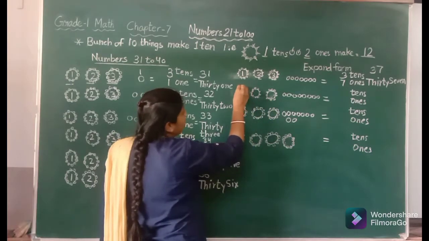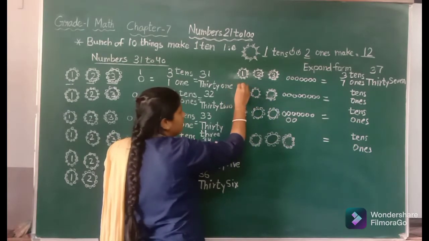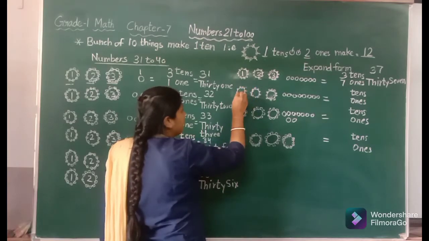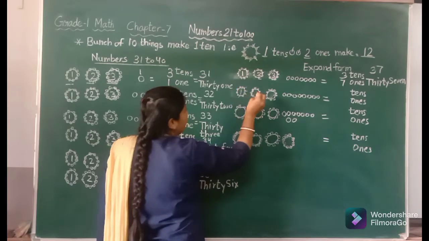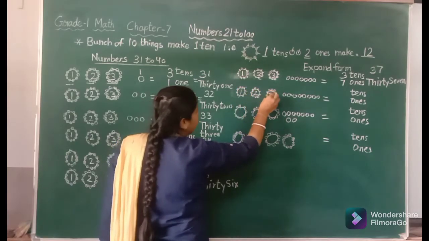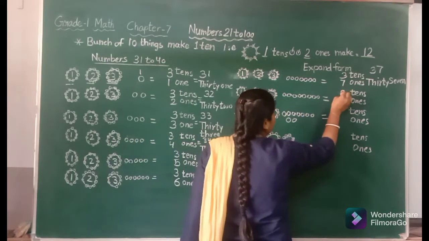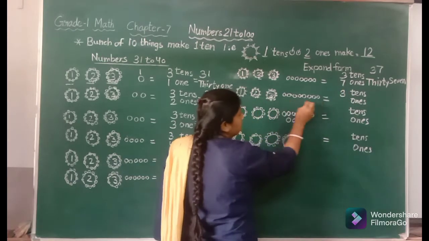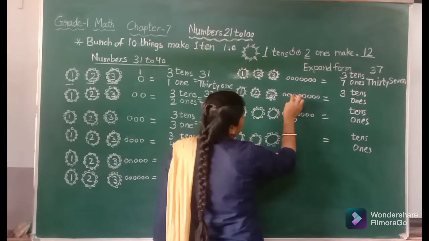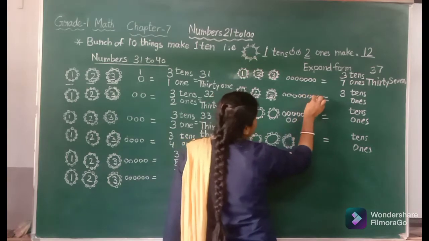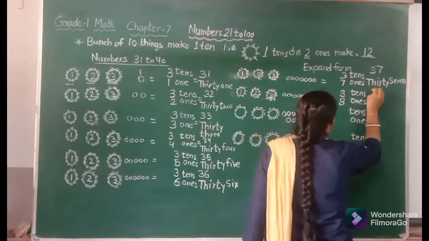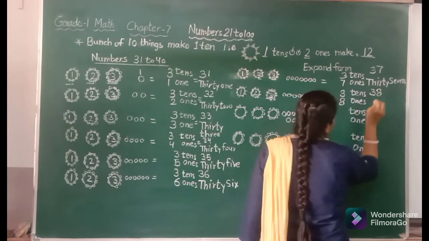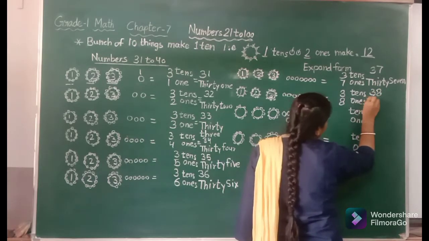Next, how many beads are in one thread? You have to count it. Okay, one time we have to count this. 1, 2, 3, 4, 5, 6, 7, 8, 9, 10. 10 beads in one thread. So 1 ten, 2 tens and 3 tens. So write here 3 tens. And how many singles are there? 1, 2, 3, 4, 5, 6, 7, 8. So write here 8 ones. Make a 38. And what is the spelling of 38?